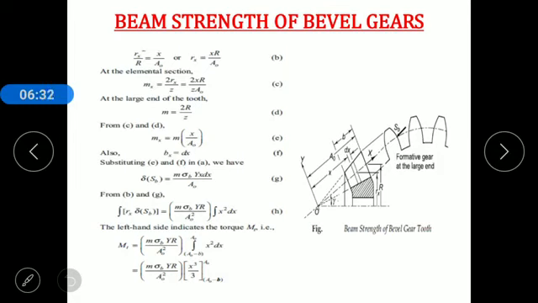After substituting equations E and F in equation A, we get the relation delta SB is equal to m into x divided by AO into dx into sigma b into y. After that, we simplify the relation: delta SB is equal to m sigma b y x dx divided by AO. Consider equation G.